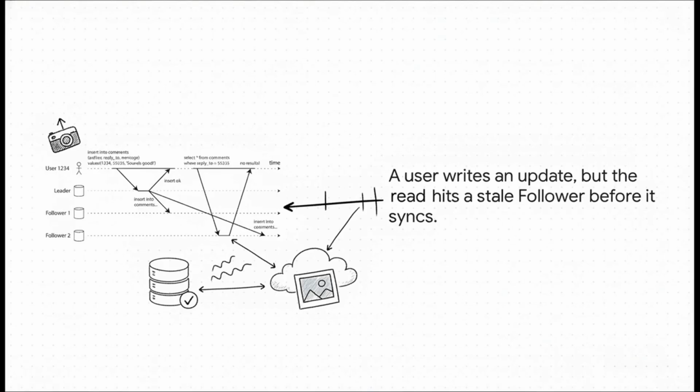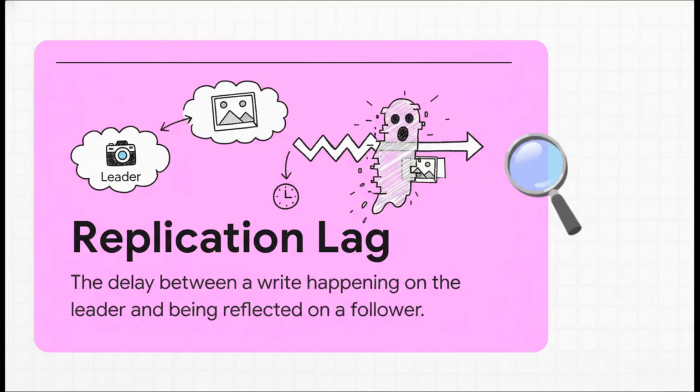But look where that request goes. It gets sent to a follower. And because of just a tiny bit of network delay, that follower hasn't gotten the update from the leader yet. And bam, it serves up the old, stale data. From your perspective, it's like your upload just vanished into thin air.